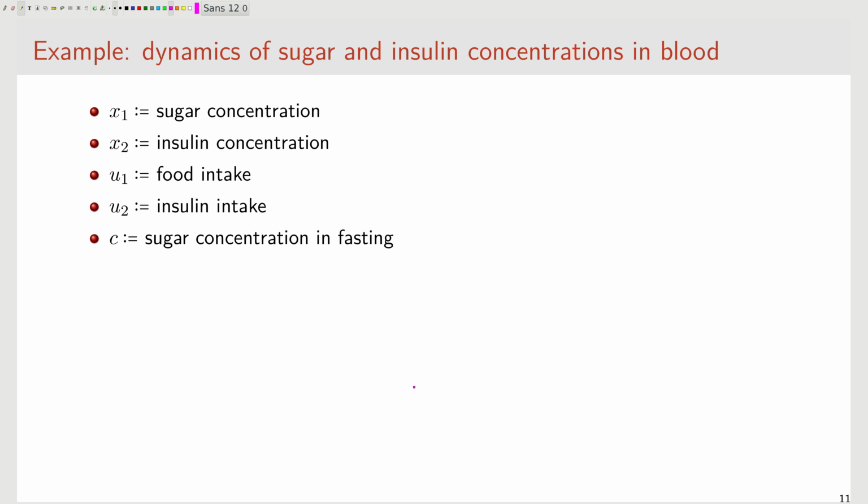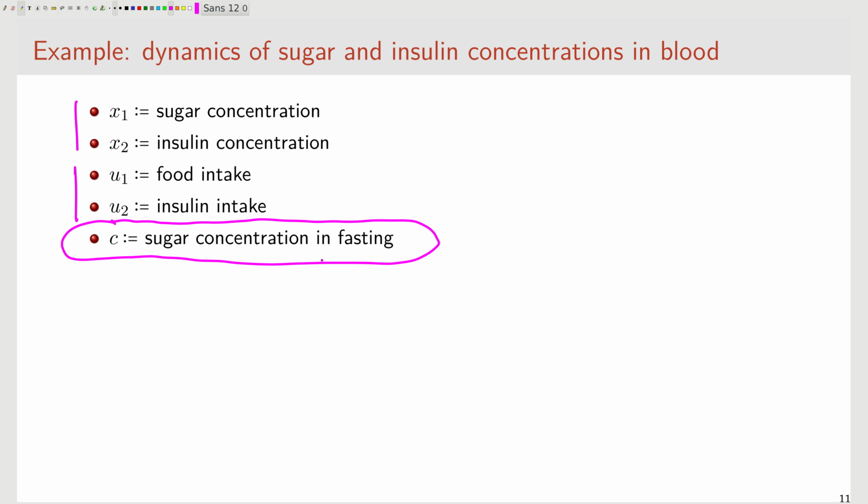Okay, then let's make an example, a little bit more interesting with respect to before. Dynamics of sugar and insulin concentrations in blood. So we define two states, that is the sugar and insulin concentration. We define two inputs, that is how much food you are eating and how much insulin you are taking. And also there's a parameter. Let's assume that y is equal to x in this case, so that we ignore some of the outputs. Let's assume that we have only inputs and states. Let's also consider this important parameter here, that is the sugar concentration in fasting.